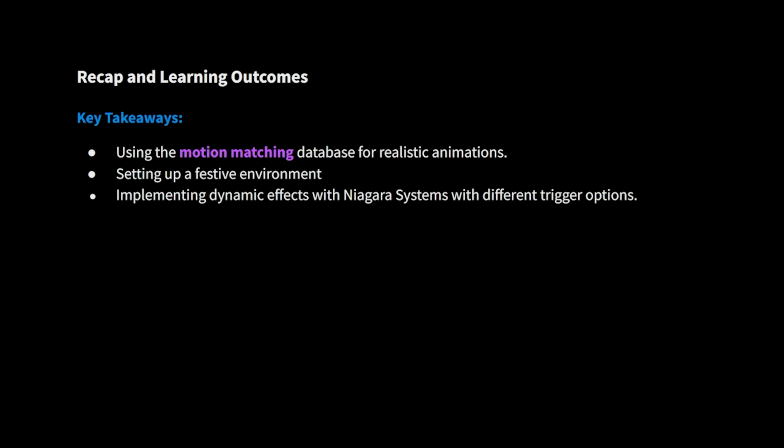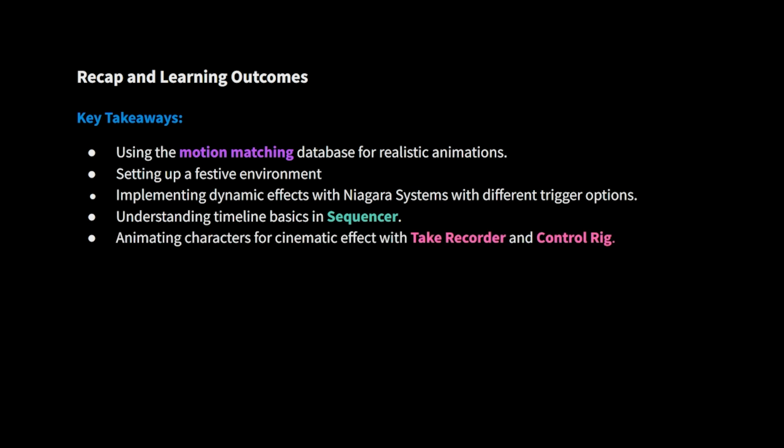We also added dynamic effects like the confetti explosion with Niagara Systems, which can be triggered both with blueprint programming or from within the sequencer. And we used sequencer for cinematic shots. We also recorded movements with take recorder and tweaked the animation with control rig for the final button push. Finally, we exported audio and video separately using Movie Render Queue and combined them to create the final output. And of course, we have created and animated the cinematic camera movements.